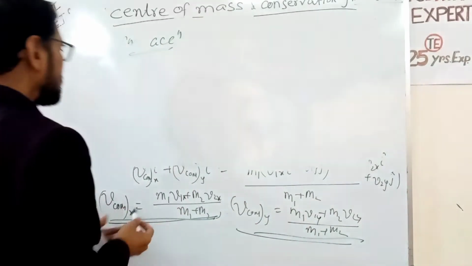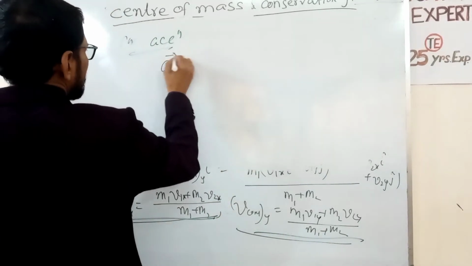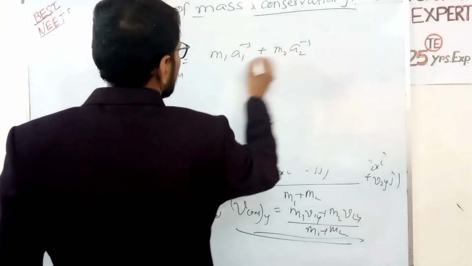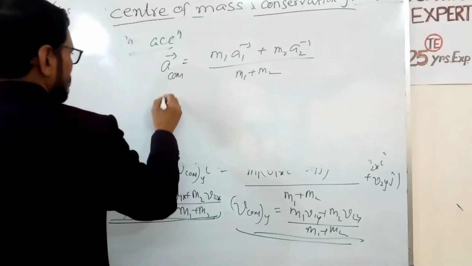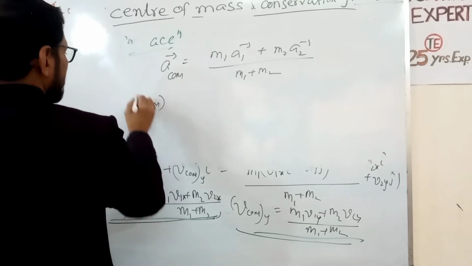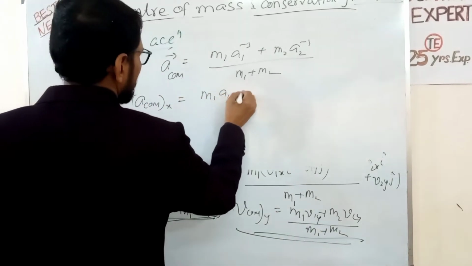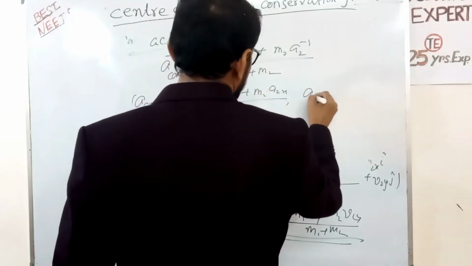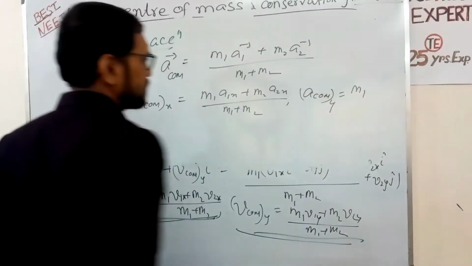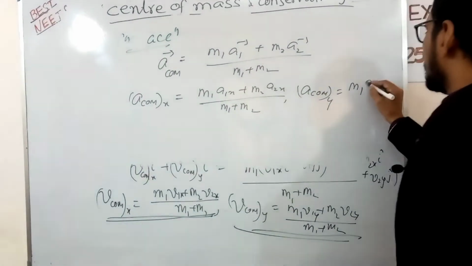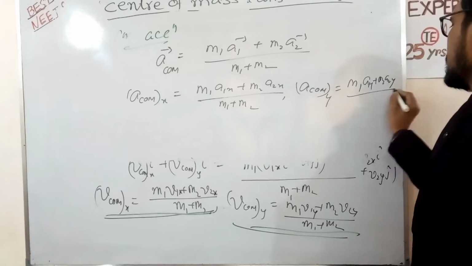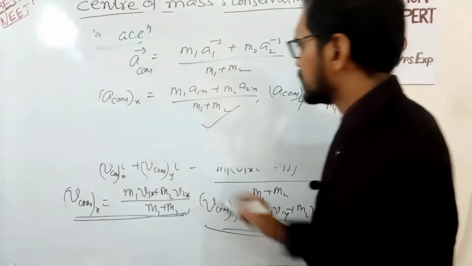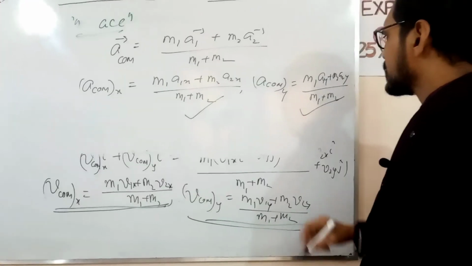If we differentiate once more, we get the acceleration of center of mass equal to m1 a1 plus m2 a2 by m1 plus m2. So from this we get the x component of acceleration: m1 a1x plus m2 a2x by m1 plus m2, and the y component equal to m1 a1y plus m2 a2y by m1 plus m2. So this is the x component of acceleration of center of mass, and this is the y component of acceleration of center of mass.